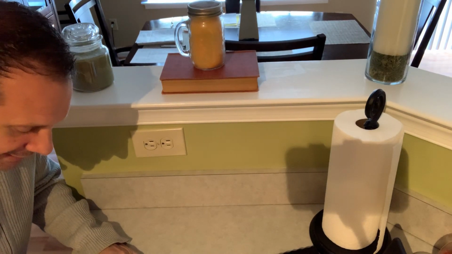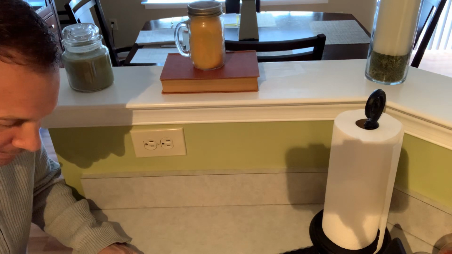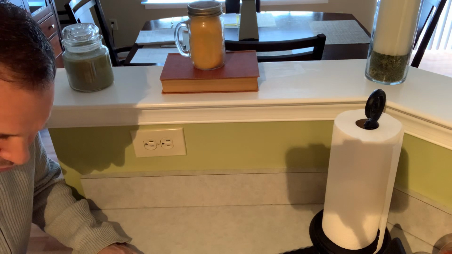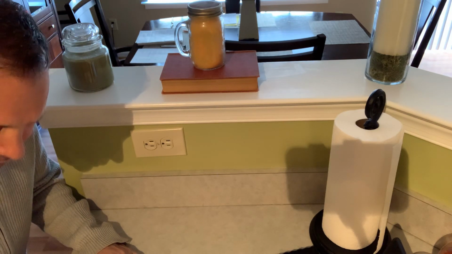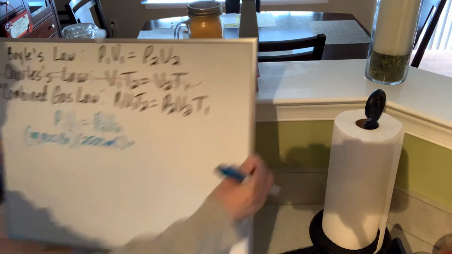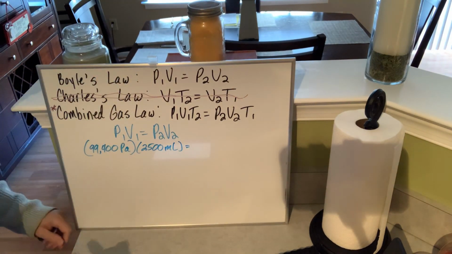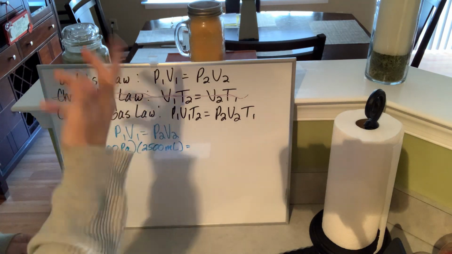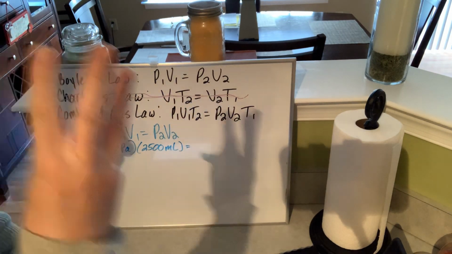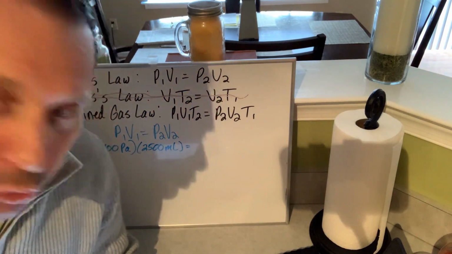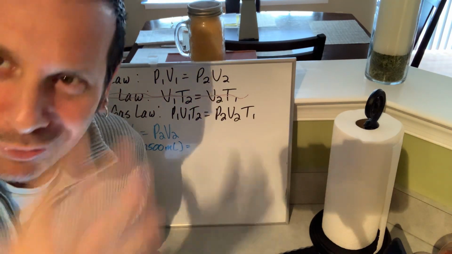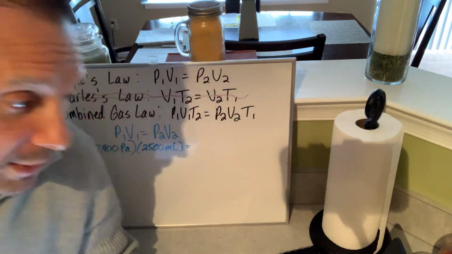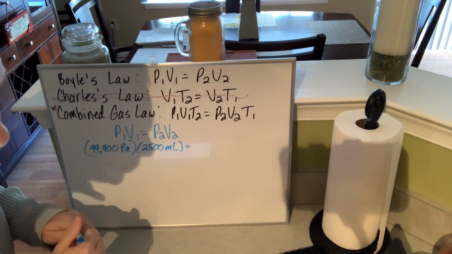So we got 99,400 pascals, that's pressure 1, and volume 1 is 2,500 milliliters. Now what you're going to find is I'm not really doing sig figs that much, kids. I'm pretty much past that. However, 99,400 without a decimal point would have 3 sig figs, and 2,500.0, which was given in the problem, was 5 sig figs, and we'd end up rounding to the one with the least.